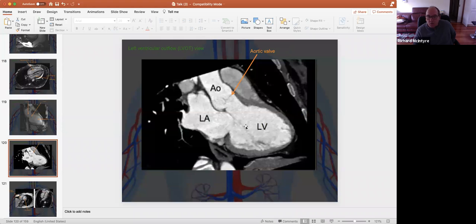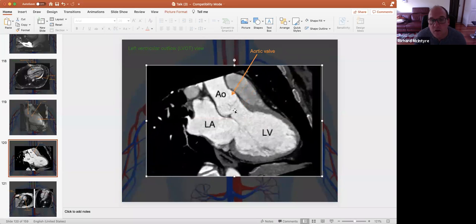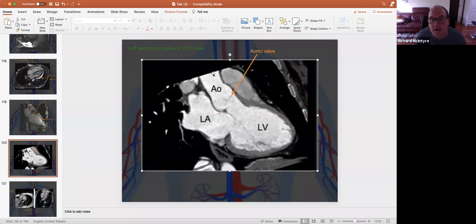Now we also get a view we'll discuss next year, and this is, you might have heard me say, the left ventricular outflow tract or LVOT view. So you can see here, we've got a left atrium, a left ventricle, filled with contrast. We've got the aortic valve. It's a tricuspid valve. It's got three leaflets, and the blood's coming in the atrium to the ventricle and then being ejected through the aorta, the ascending aorta.